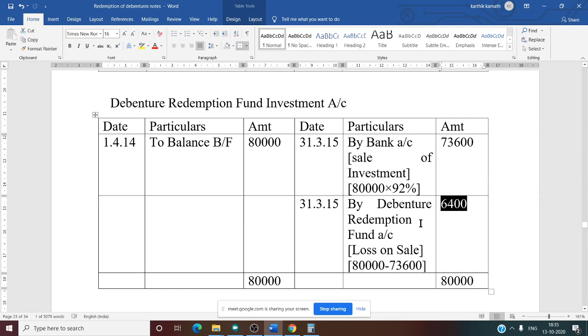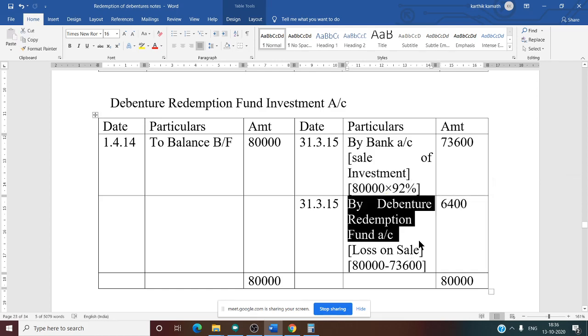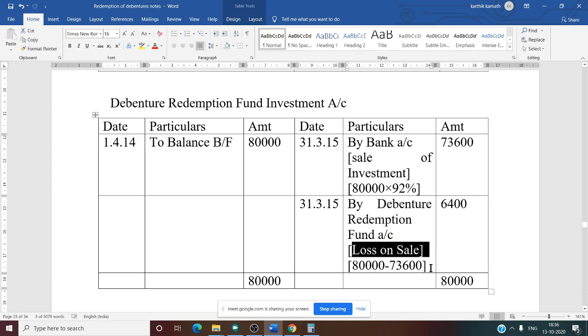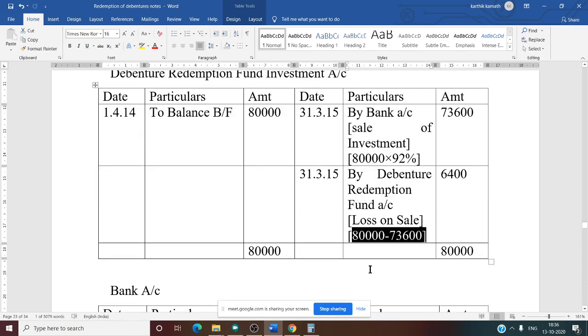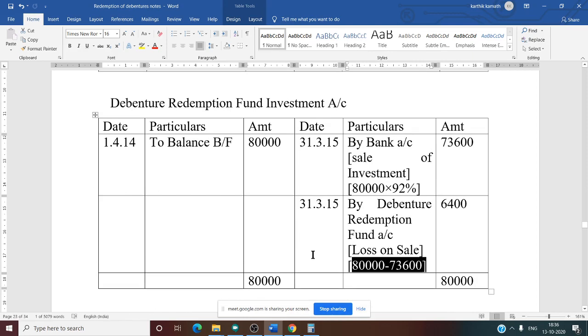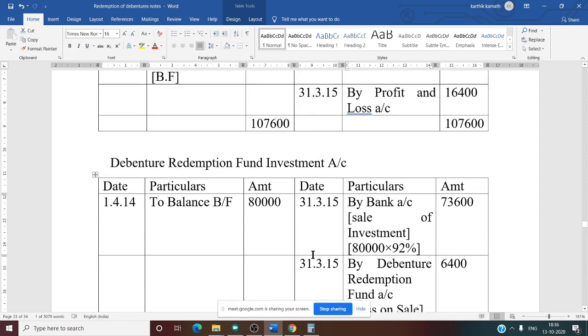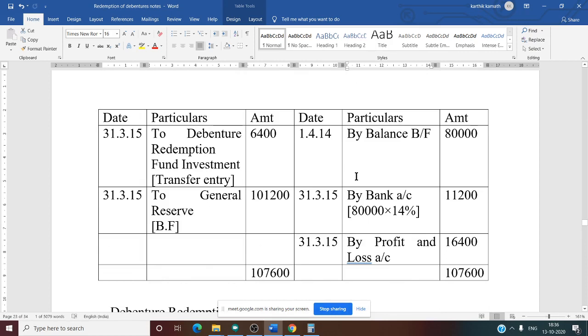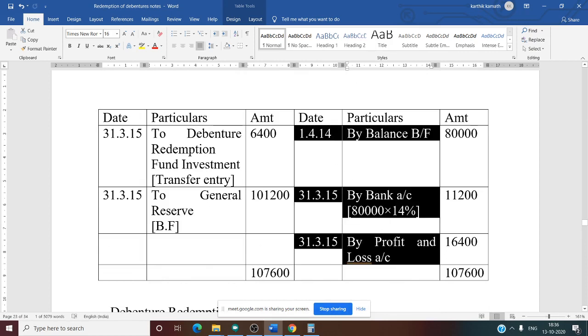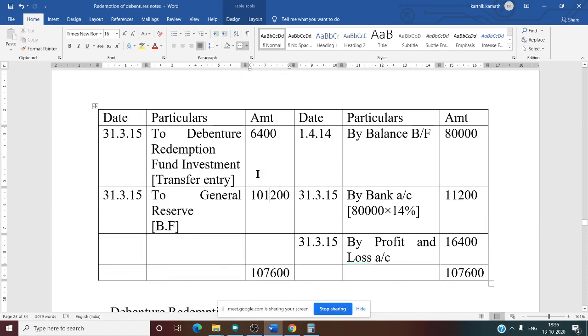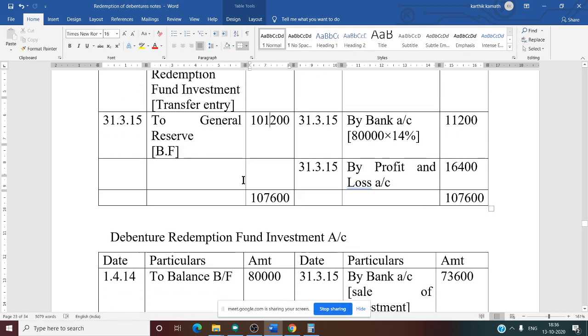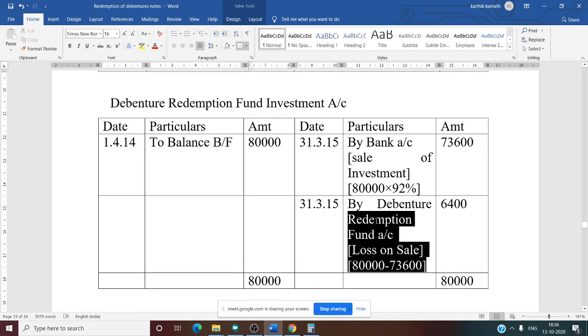And you know that if there is a profit or a loss, you need to transfer it to the second account. What is our second account? Debenture redemption fund account, or sinking fund account. So here we transfer the loss to the debenture redemption fund account. So by debenture redemption fund, loss on sale, 80,000 minus 73,600. Hence we closed the debenture redemption fund investment account, 80,000 on both sides. So after closing it, go for the debenture redemption fund account, the previous account. There we have written all the right side information till now. Now we need to fill in the debit side information. Since there is a loss, we have written by debenture redemption fund.